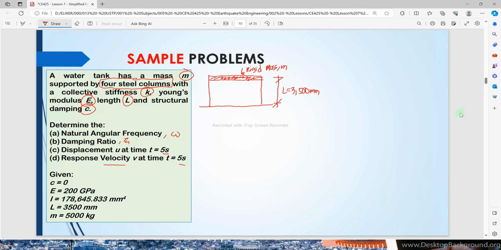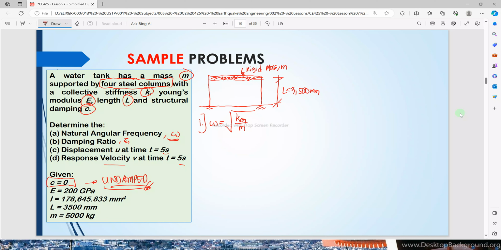What else? So first is to determine the type of free vibration, is it undamped or damped. But it is clear that C is equal to 0, therefore this is undamped. Now, we are asked to find the natural angular frequency. So the natural angular frequency is just equal to the square root of K equivalent over the M. But we don't have K equivalent yet, so we solve first the K equivalent.